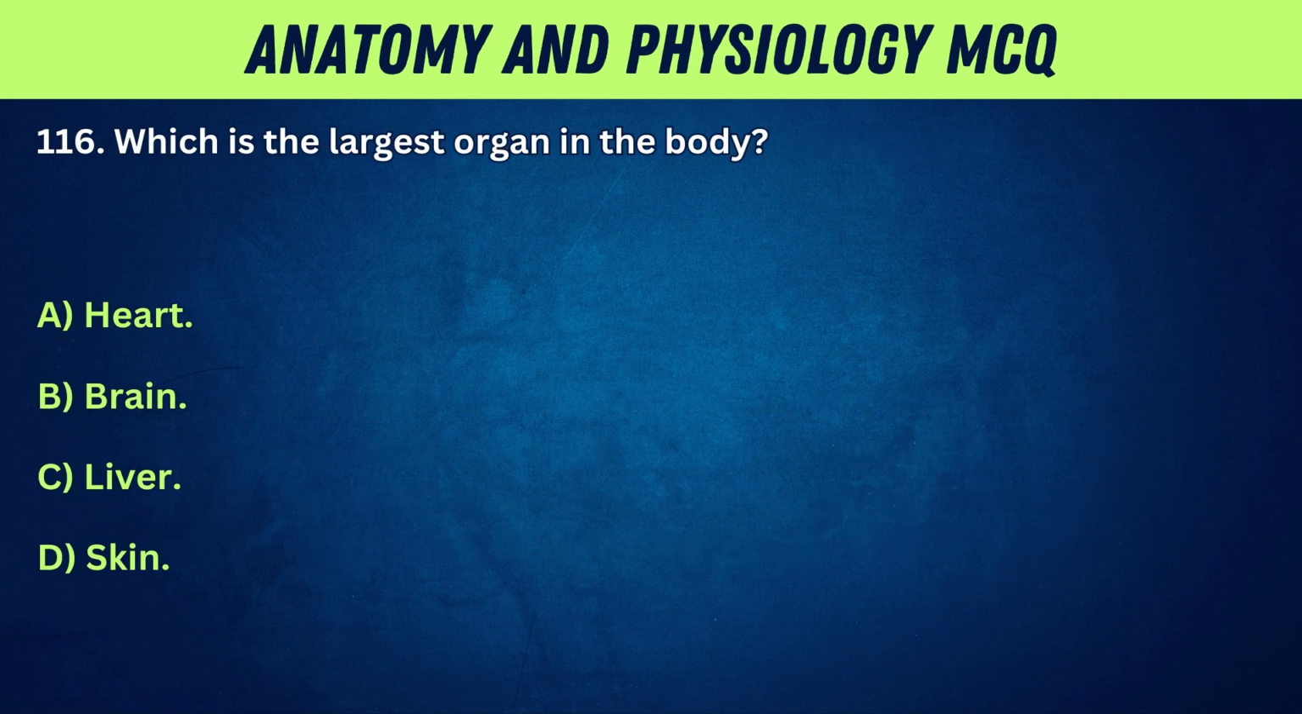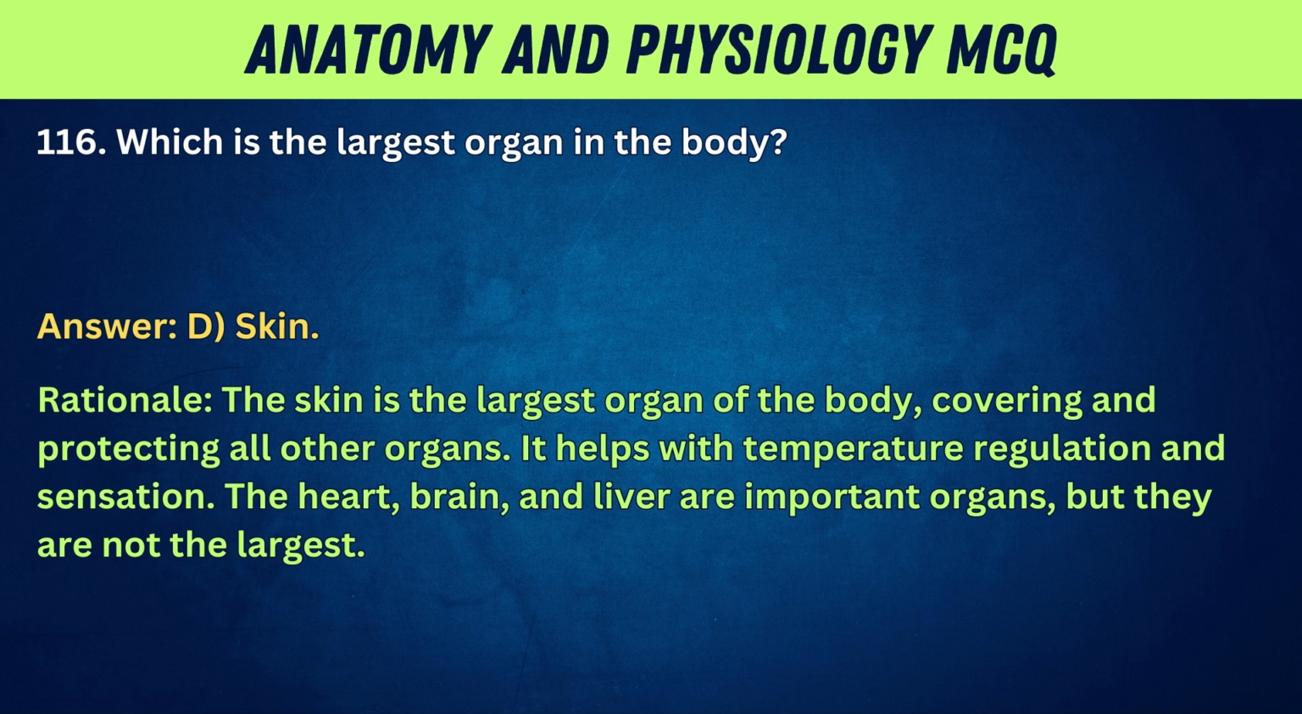116. Which is the largest organ in the body? A. Heart. B. Brain. C. Liver. D. Skin. Answer. D. Skin. Rationale. The skin is the largest organ of the body, covering and protecting all other organs. It helps with temperature regulation and sensation. The heart, brain, and liver are important organs, but they are not the largest.